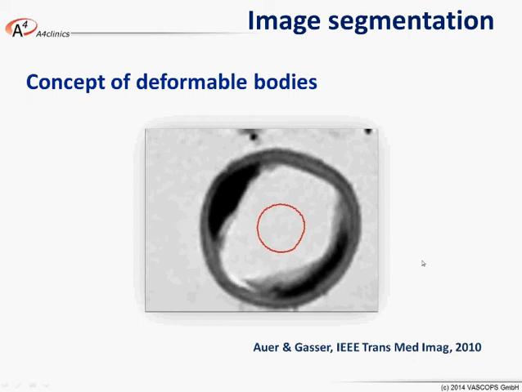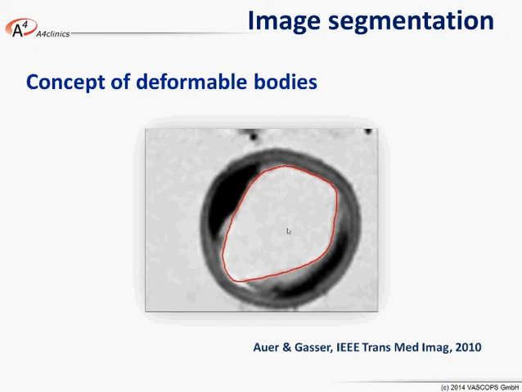One of the most critical parts is the image segmentation, so we will see how that works later in the live demonstration. The software uses the concept of deformable bodies. A deformable body is something that inflates or deforms within your image data until it segments the body of interest. In this case it's the lumen, it segments the lumen, and that's the task of the image segmentation.